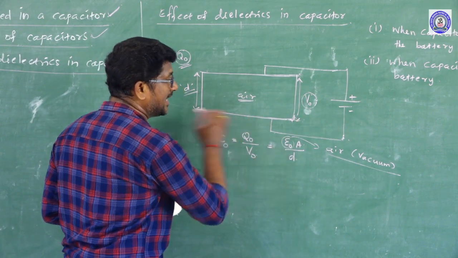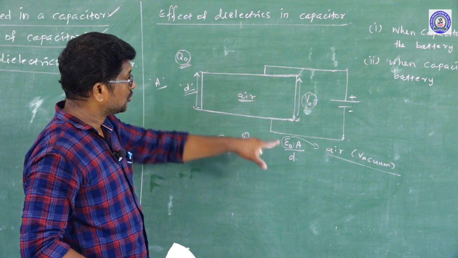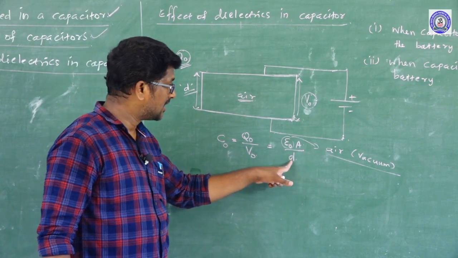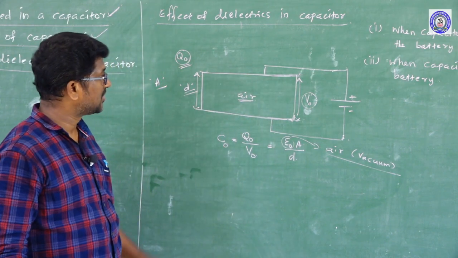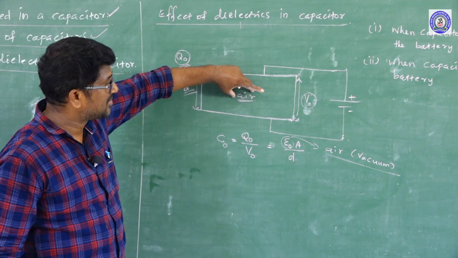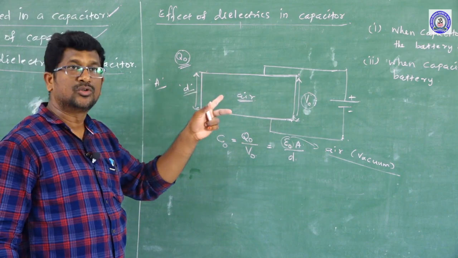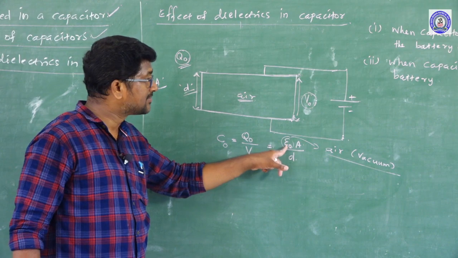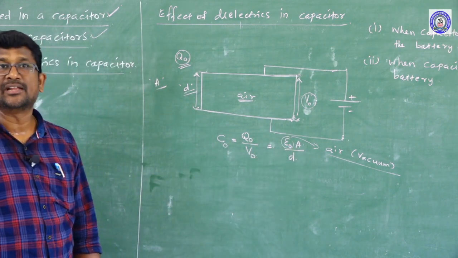It means the medium between the two plates of the capacitor is air or vacuum, then the permittivity is denoted by epsilon naught. Here the medium is air, so that is why epsilon naught. And A is the area of the plates of the capacitor, and D is the distance between the plates. So, the capacitance of an air filled capacitor can be calculated by using the two formulas: C naught is equal to Q naught divided by V naught, or otherwise epsilon naught A divided by D.